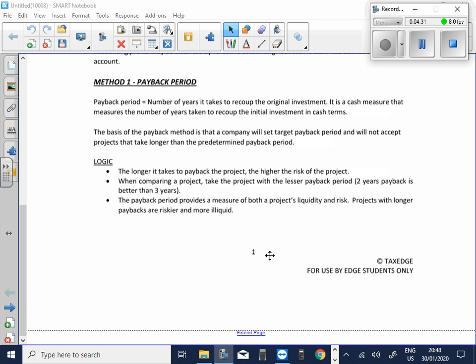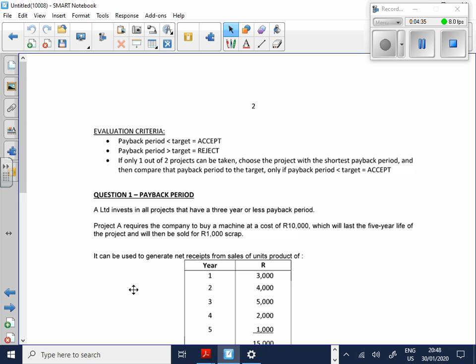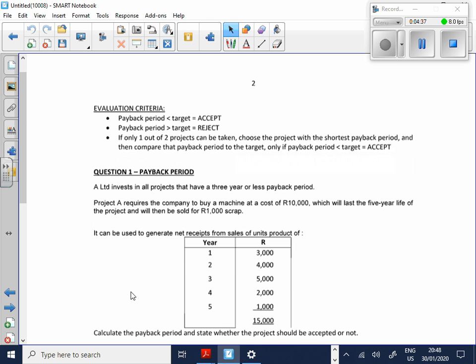It's quite common in exams for them to actually give you the answer and ask you to comment on the answer. Next one, evaluation criteria. It says payback period less than target, accept; payback period greater than target, reject. So what a business will do is say, we will not take a project that takes longer than 3 years to pay back.